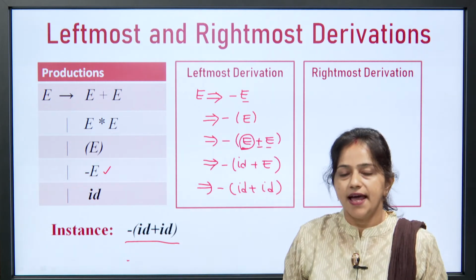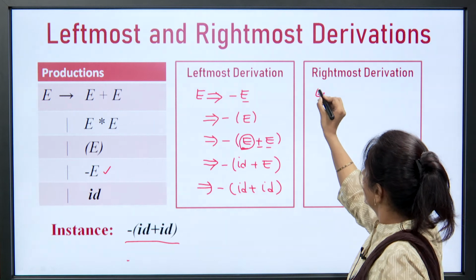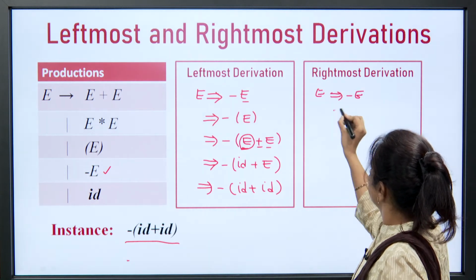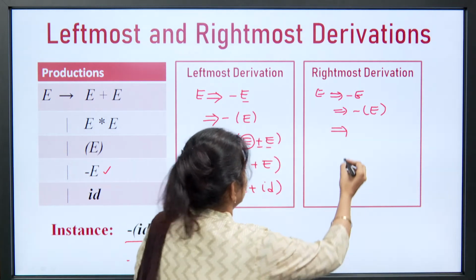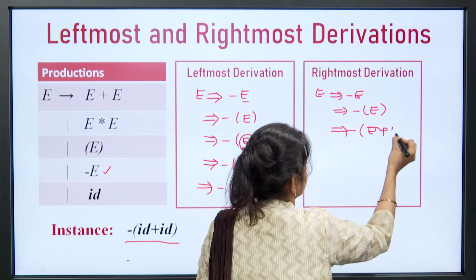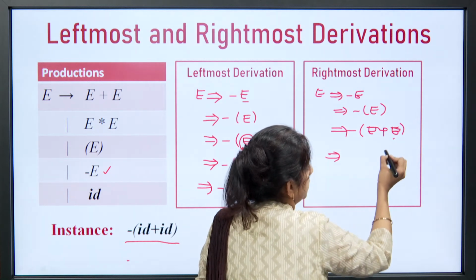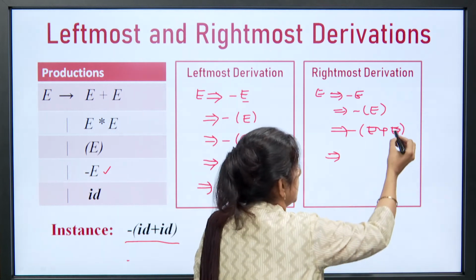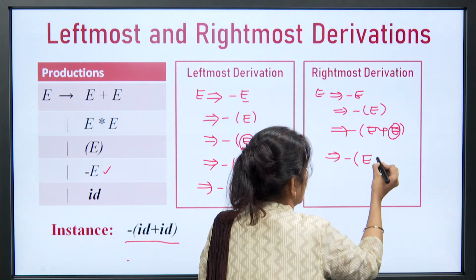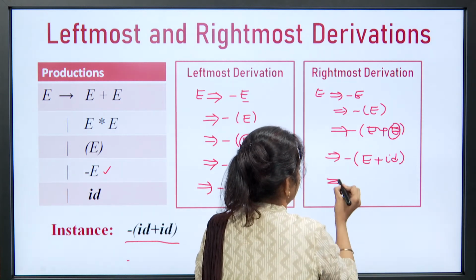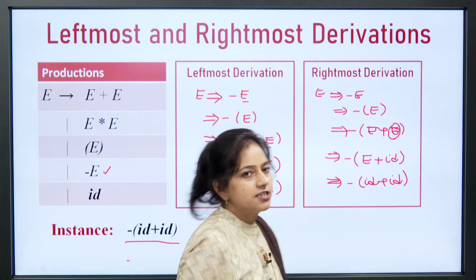Now, next is rightmost derivation. Again E derives minus E, then this derives parenthesization of E, and then this derives parenthesization of E plus E. Now, here we will scan from right to left, and the non-terminal that we get first should be replaced first. Here it is this one, so this is the rightmost non-terminal. So, here we will get E plus id and then minus id plus id. So, this is the derivation using rightmost derivation.